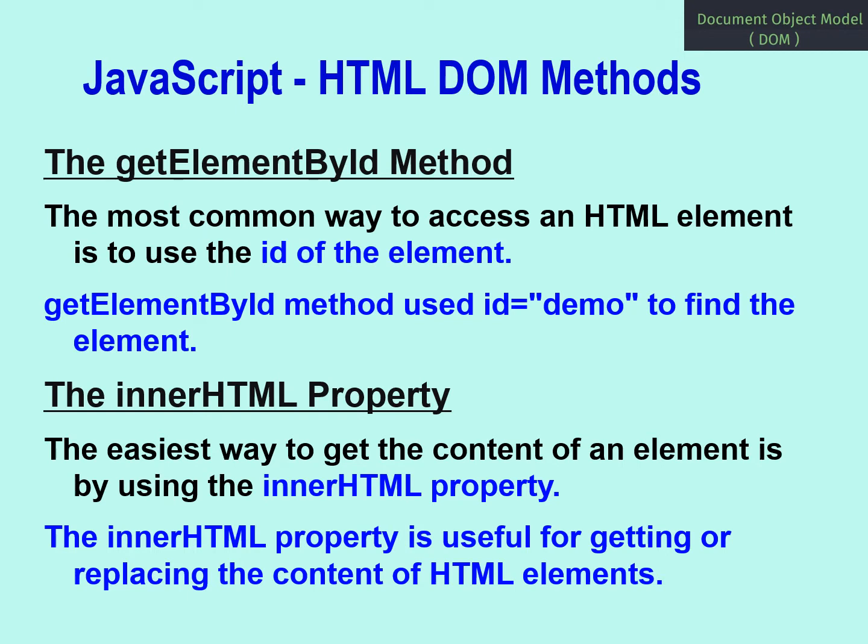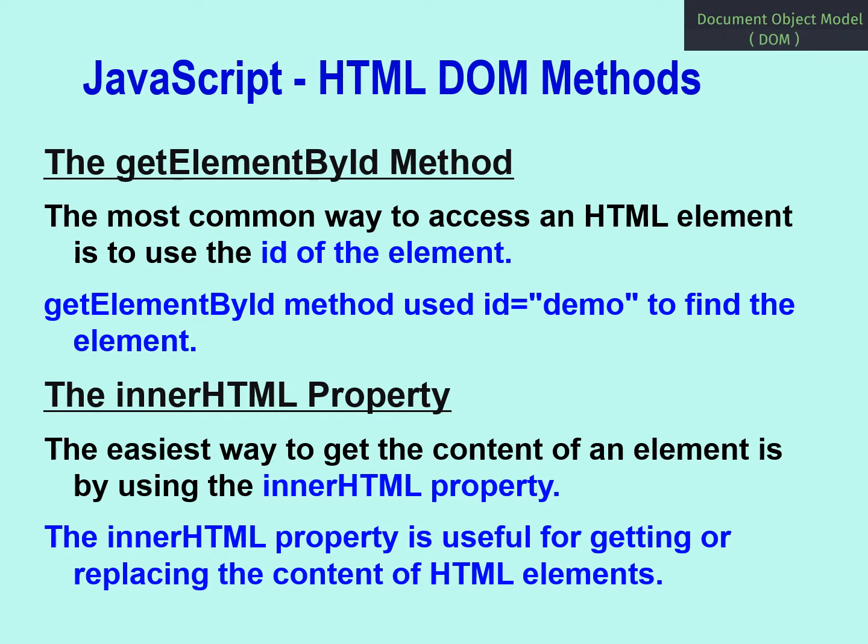The most common way to access an HTML element is to use the ID of the element. So the getElementById method uses id equal to demo to find the element. getElementById is a method which takes the ID value of a particular HTML element, so that that particular HTML element can be easily retrieved or easily identified.